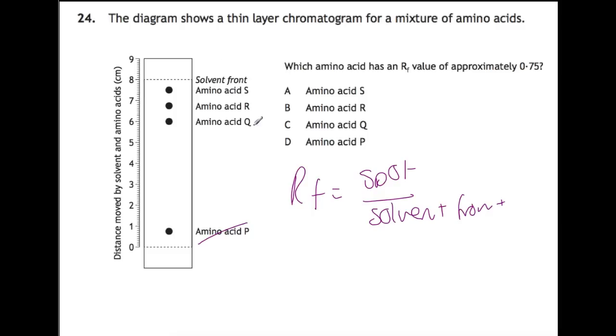So if we calculate each of those, Q is at 6, the solvent front's at 8. So for Q it would be 0.75. And if you just check R and S, R is at about 0.85 and S is at about 0.94. So your answer is amino acid Q, which is C.